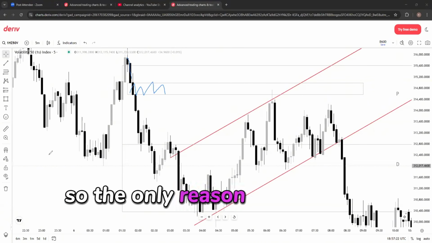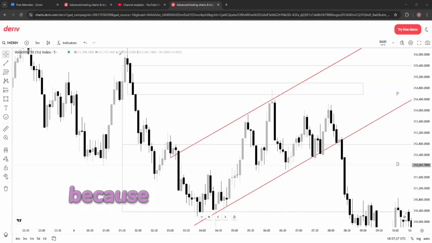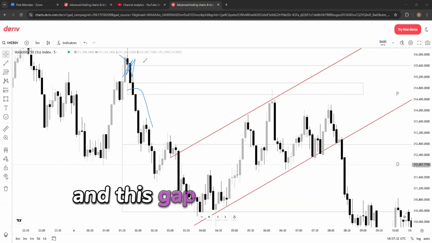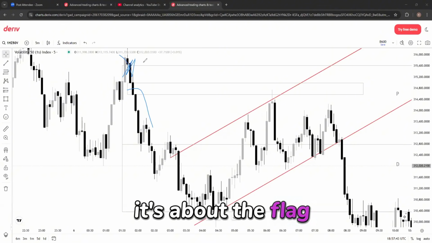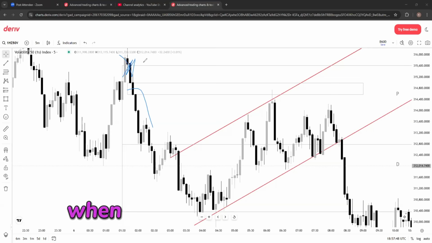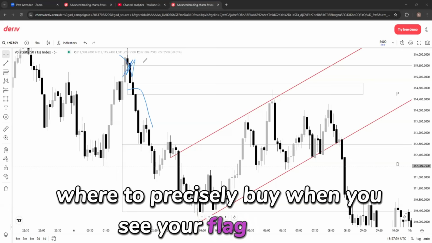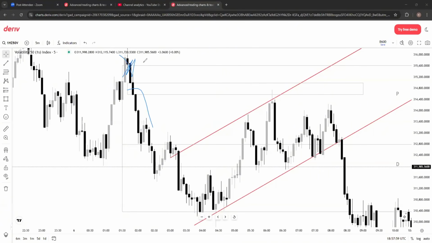So the only reason why I would choose to work precisely with my M5 is because we have healthy price action and then suddenly we have a gap. And this gap is showing as an order block in M15. But this whole topic is not about order blocks and gaps. It's about the flag, about where to precisely sell when you see your flag pattern, where to precisely buy when you see your flag pattern, which is what you see happening just now over here.